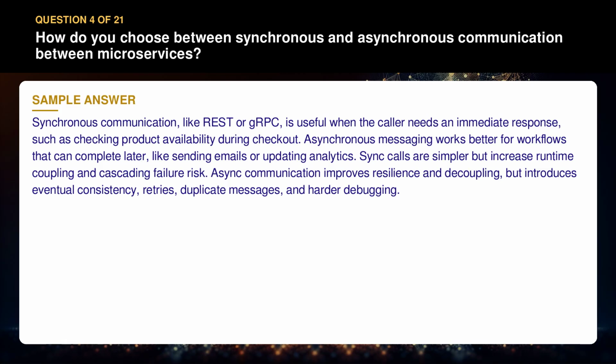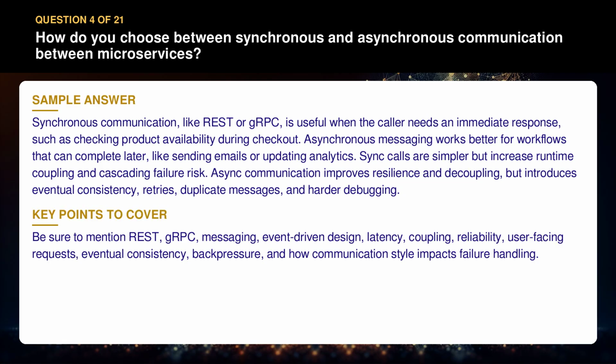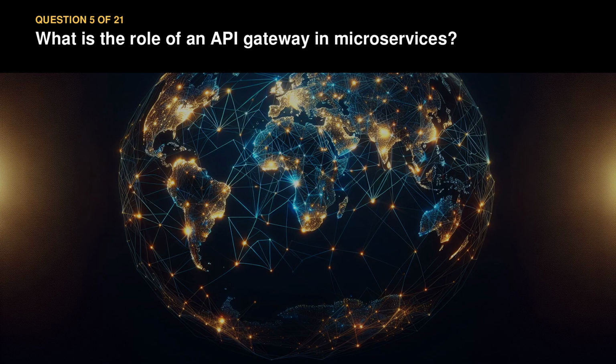Sync calls are simpler, but increase runtime coupling and cascading failure risk. Async communication improves resilience and decoupling, but introduces eventual consistency, retries, duplicate messages, and harder debugging. Be sure to mention REST, gRPC, messaging, event-driven design, latency, coupling, reliability, user-facing requests, eventual consistency, backpressure, and how communication style impacts failure handling.